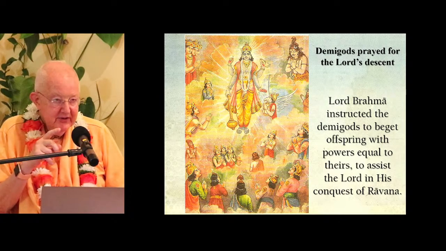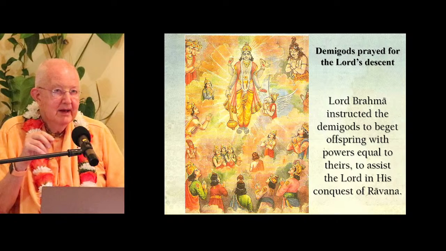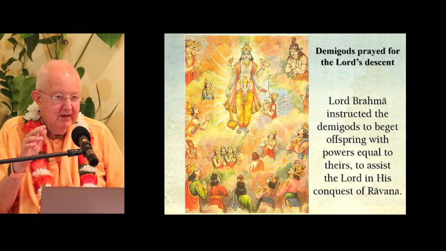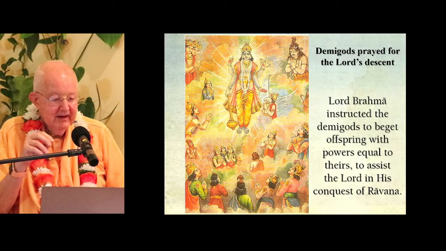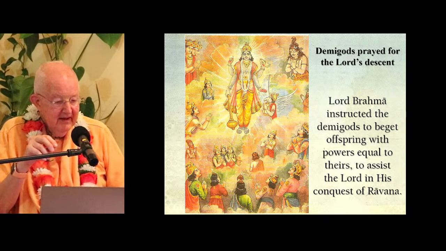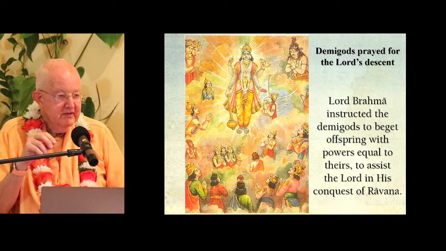And the instruction specifically was to create offspring, not in the human species, because there was some benediction that Ravana had that he can't be killed this way, that way. So in the Vanara species, they were to create beings by begetting offspring that were equal to them in power, and specifically to assist in the conquest of Ravana. So they did. For example, who is the father of Sugriva?